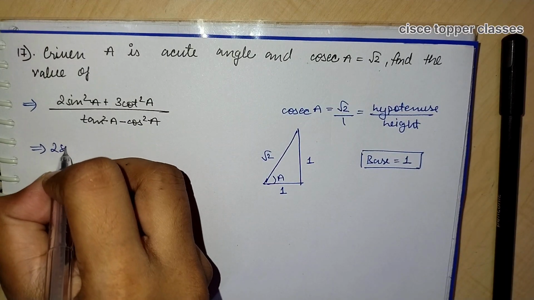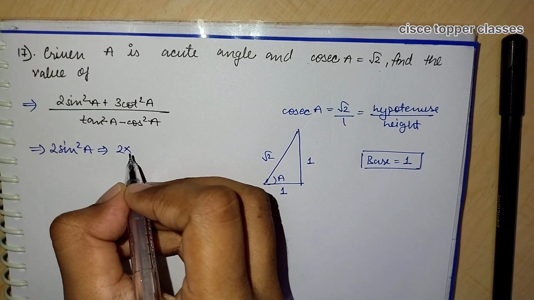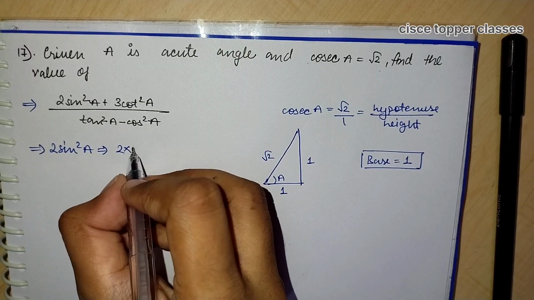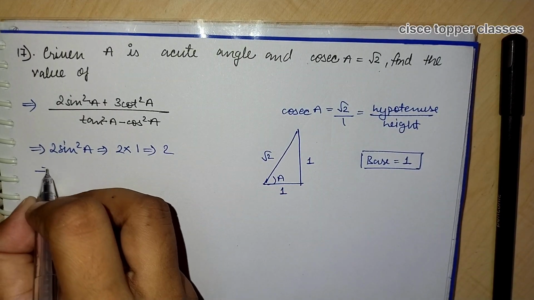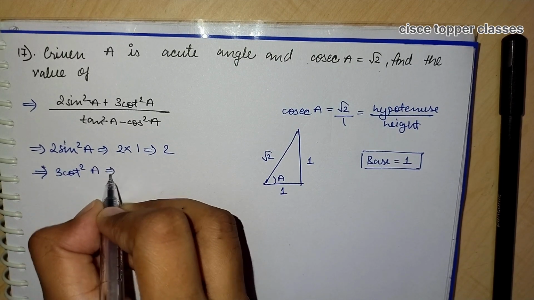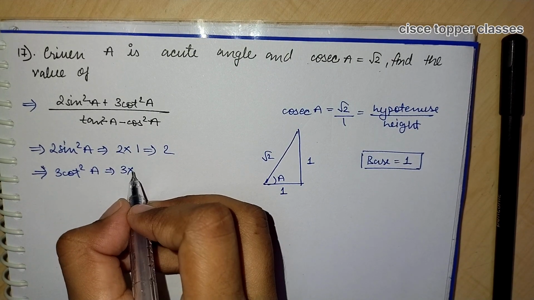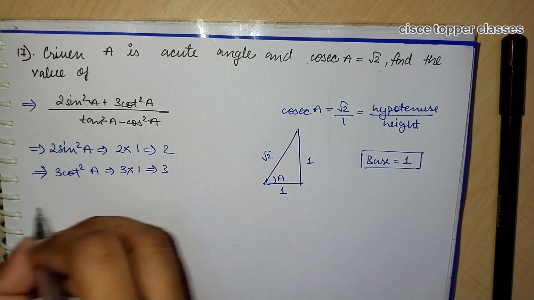From that we can firstly find 2 sine square A. So we can just write 2 into sine square A will be 1 only. So this will be 2. Now if we want to find the value of 3 cot square A, we can write 3 into cot, which will be base by perpendicular, means again 1. So it will be 3.